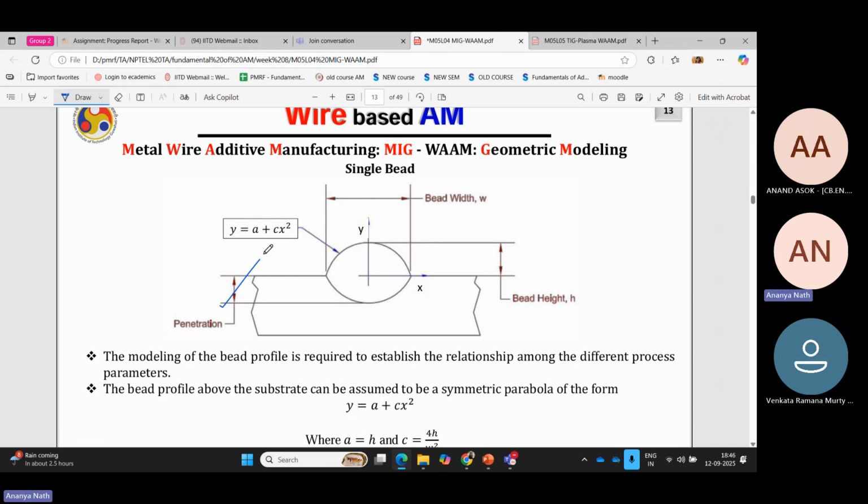Yeah, you are correct. But what I'm asking is whether this penetration depth is important for the next layer deposition or not. Think about the previously deposited layer.